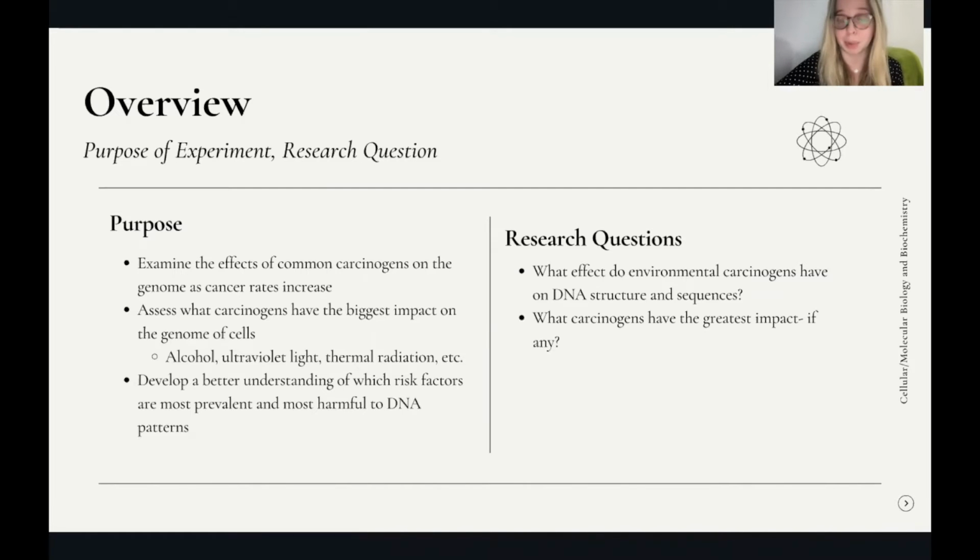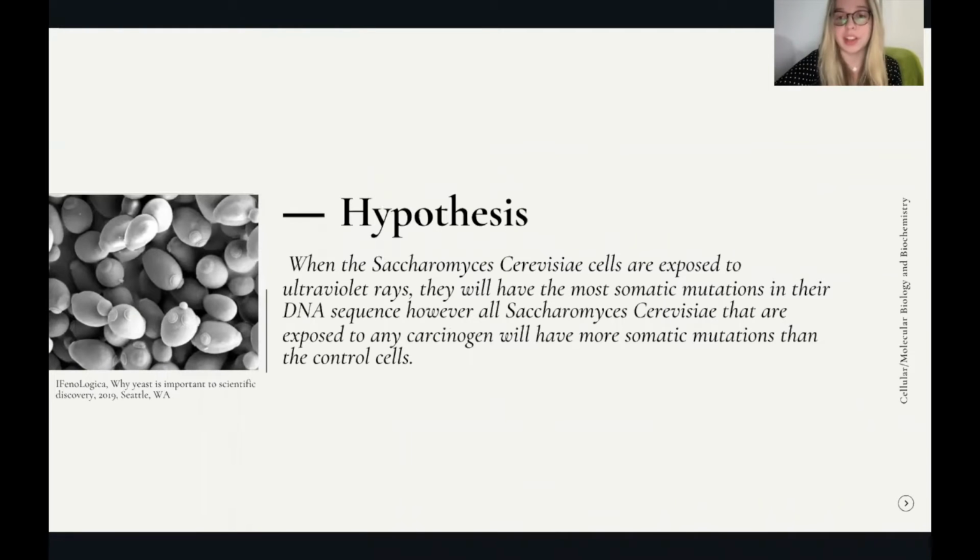This leads me to my research question, which is what effect do environmental carcinogens have on DNA structure and sequences? And if they have any impact, what carcinogens have the greatest impact? My hypothesis is that when the yeast cells are exposed to ultraviolet rays, they will have the most somatic mutations in their DNA sequence. However, I believe that all of the yeast colonies and cells that are exposed to any carcinogen will have some resulting somatic mutations too.